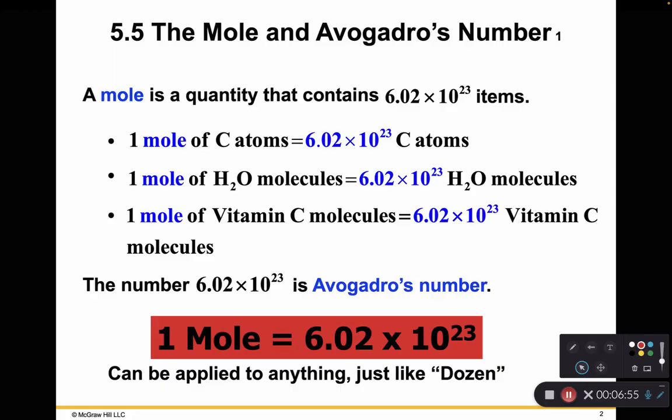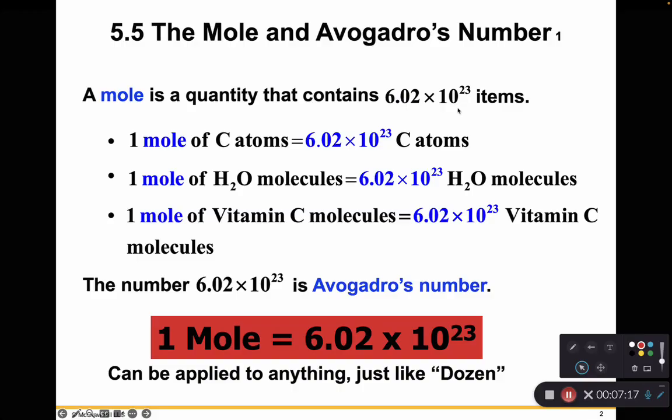Am I right? A case of soda can, 24. Or something like that, right? So when we say a dozen, we go by the number 12. Just like that, when we say a mole, we are talking about 6.02 times 10 to the power 23.